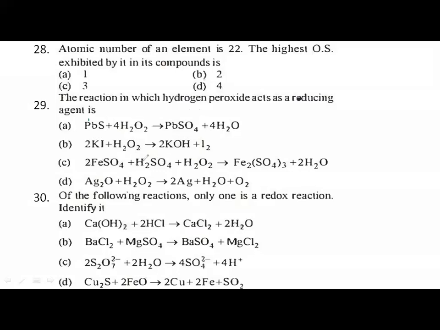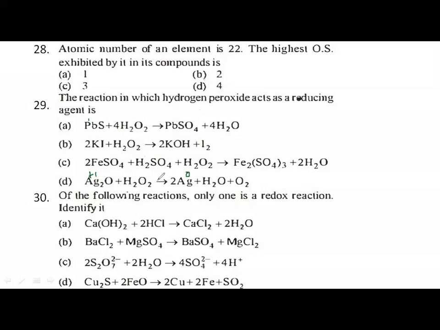FeSO4 plus H2SO4 is a salt formation reaction. Look at option D, Ag2O. The oxidation state of oxygen here is minus 2. So 2x is equal to 2, so silver is plus 1 here. Here it is 0. So there is a decrease in the oxidation number.